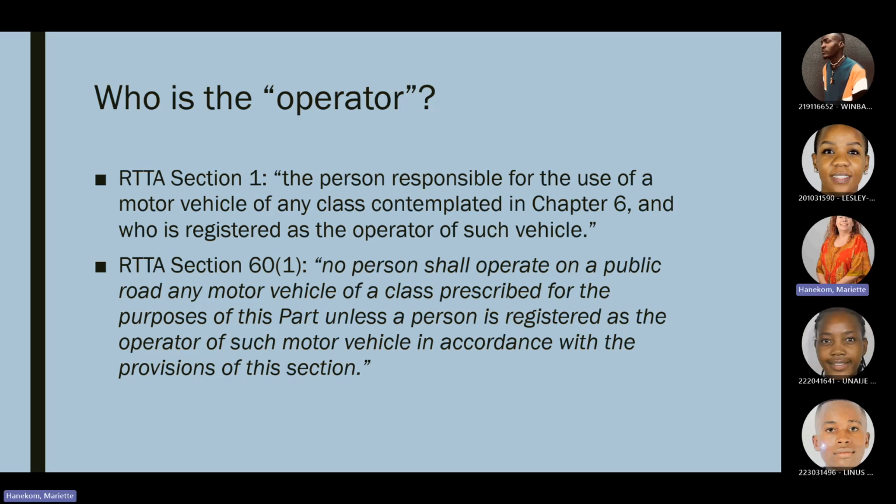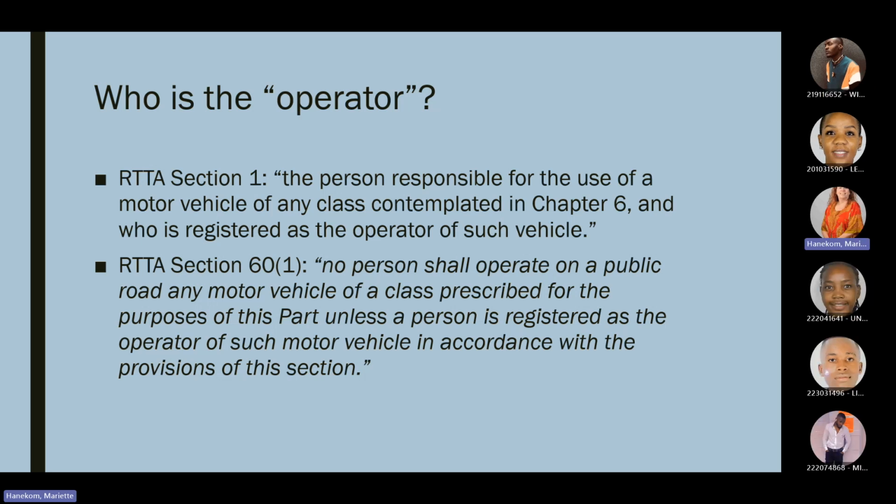That doesn't give us all that much information. It refers us to Chapter 6. If we go to Chapter 6, section 60, subsection 1 states that no person shall operate on a public road any motor vehicle of a class prescribed for the purposes of this part unless the person is registered as the operator of such motor vehicle in accordance with the provisions of this section. So that hasn't quite told us what an operator is yet, but it gives us some clues. It refers to motor vehicles of a particular class and that registration is required.